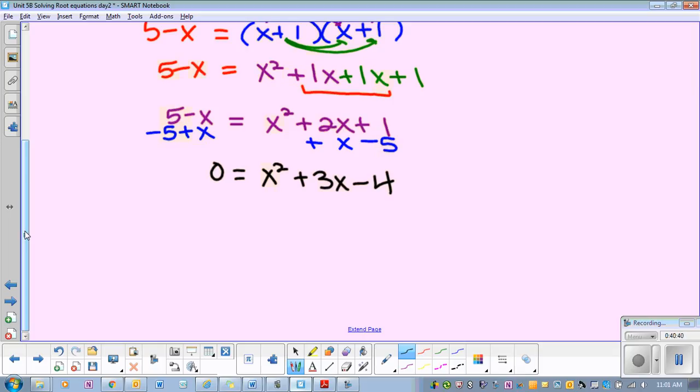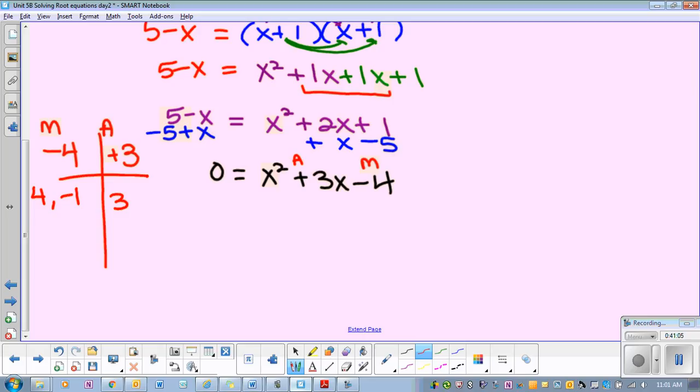You have to do AM. Absolutely. AM. So, two numbers that multiply to give me negative 4, but add to give me a positive 3. What are they? 4 and negative 1. Yep. Because 4 times negative 1 gives me negative 4. 4 plus a negative 1 gives me a positive 3.